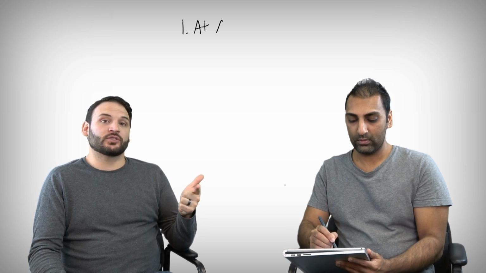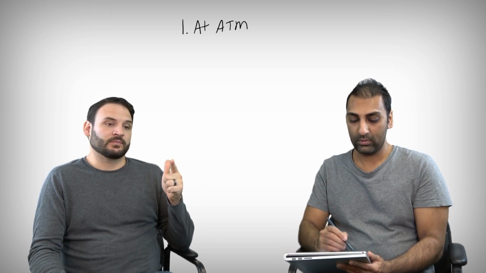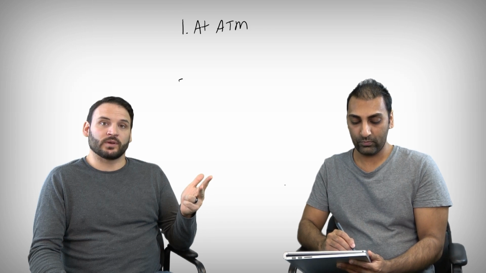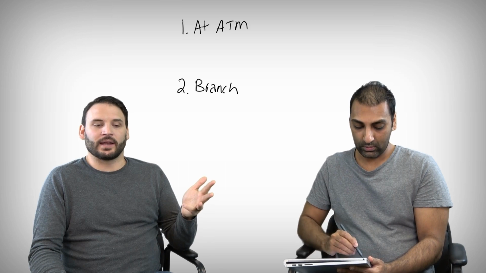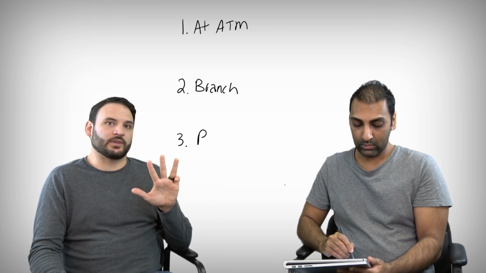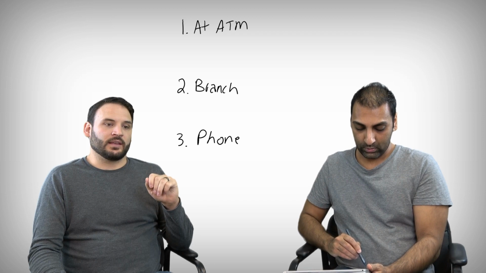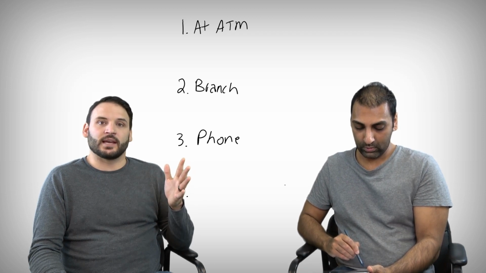Now, there are several ways that one would be able to get a cash advance. What are some of those ways? Commonly used ways to initiate a cash advance would be at an ATM machine, at a banking branch, over the phone with the banking institution that you're trying to get the cash advance from, or online. Those are the four common ways of initiating a cash advance. And we'll start with the ATM.